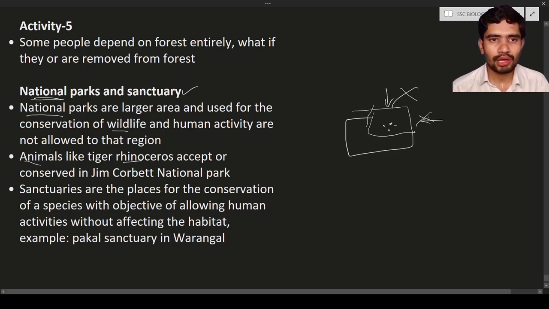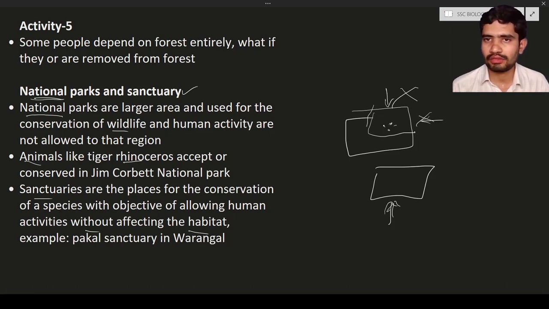The organisms which are under threat of extinction are kept in the national park, and they are saved. Sanctuaries are places for the conservation of species with the objective of allowing human activities without affecting the habitat. Human beings can enter the sanctuary, but without disturbing the habitat of the animals. This is the only difference. National park means no entry to human beings and other organisms, and sanctuary means entry to human beings and some other organisms, but without disturbing the habitat. The national park example is Jim Corbett National Park, and the sanctuary example is Pakhal Sanctuary in Warangal.